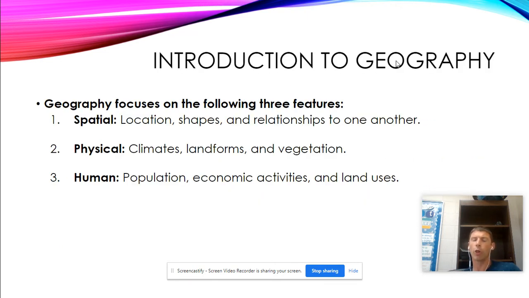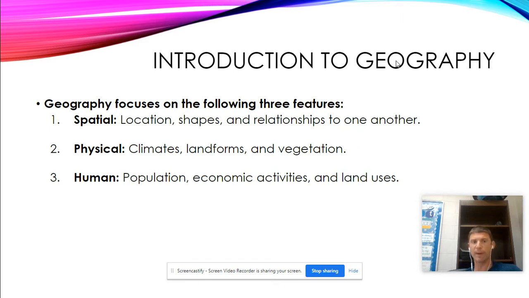Now, there are 3 types of geography that we look at. It's not just about landforms. That would kind of go under physical and even spatial to some degree. But there are other things as well, like studying the population, studying the economy. Those are human geography components.